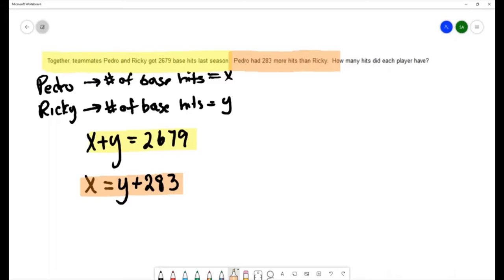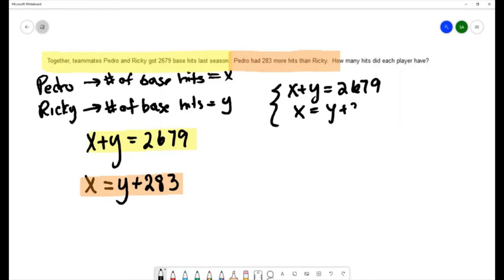And now that we have this system of equations, we're going to be able to solve the system using either substitution or elimination to find out how many base hits Pedro has and how many base hits Ricky has. So looking at this system, we write it without all the colors. The system is X plus Y equals 2,679, and X equals Y plus 283. The way that this system is set up, it already has one variable solved for. So I'm leaning towards solving this system with substitution.